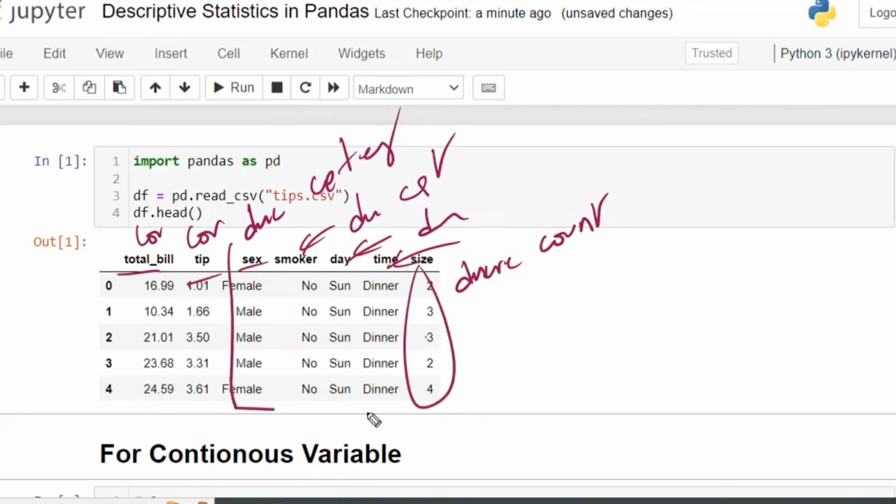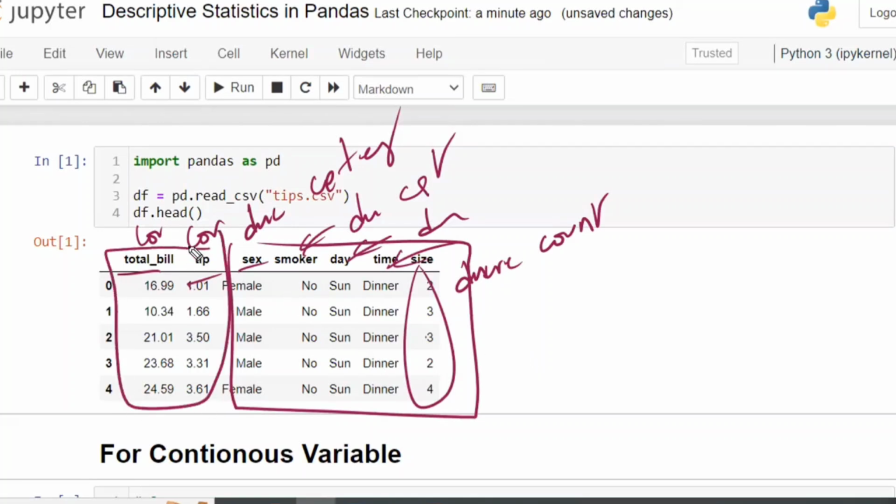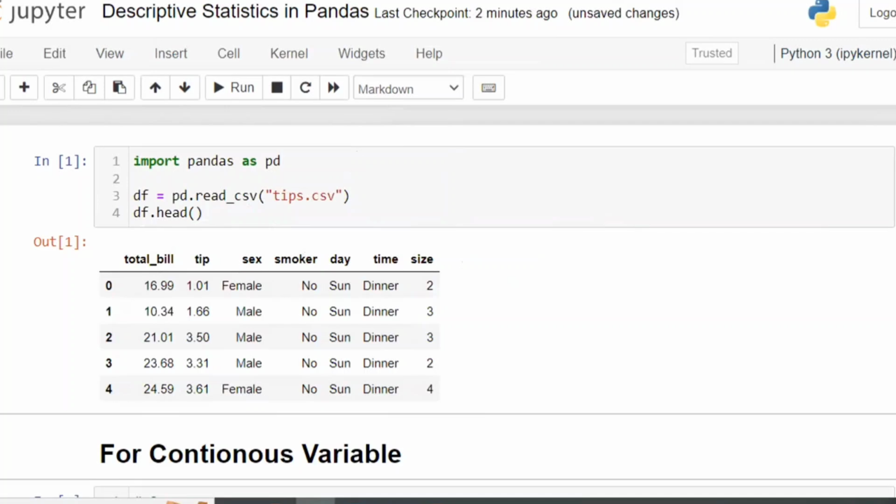For all of these, you have to apply discrete probability distributions, or the discrete concept of bar chart or pie chart. All these things you have to apply for this data. For these two columns, you have to apply a histogram. For this column, you have to apply the histogram. For this, you have to apply the bar chart. So first you have to identify the variables.